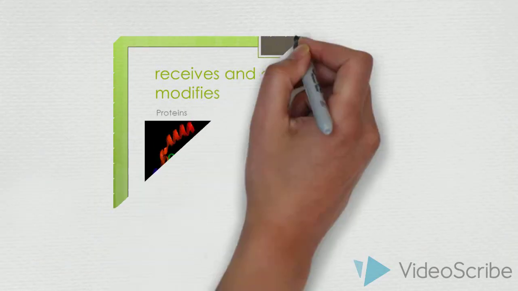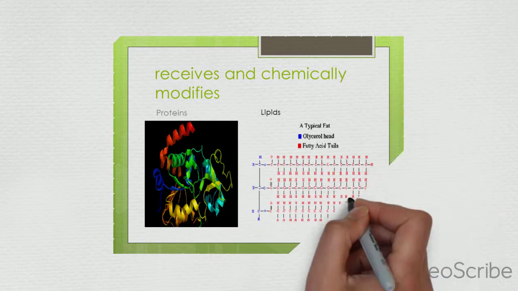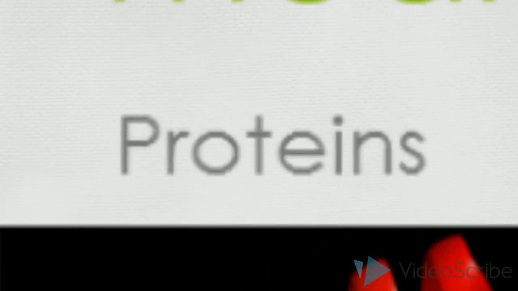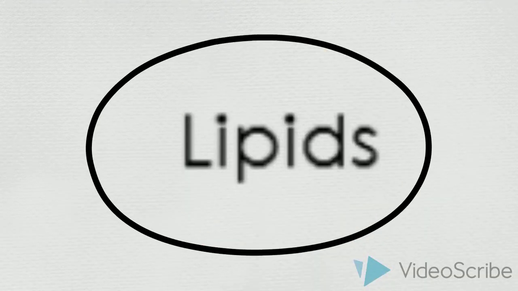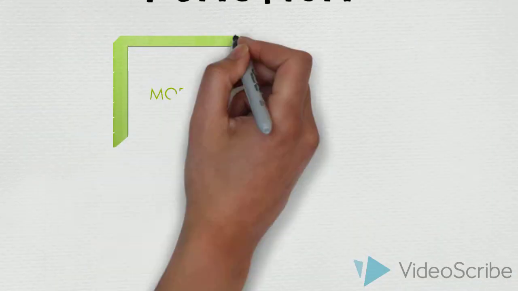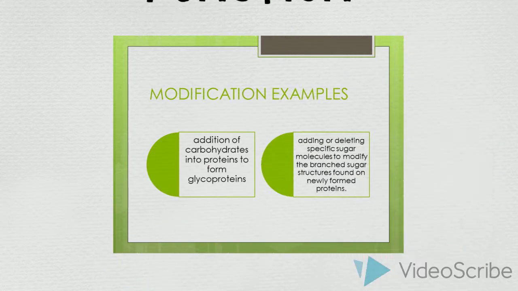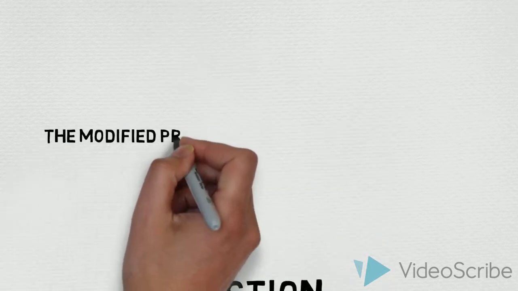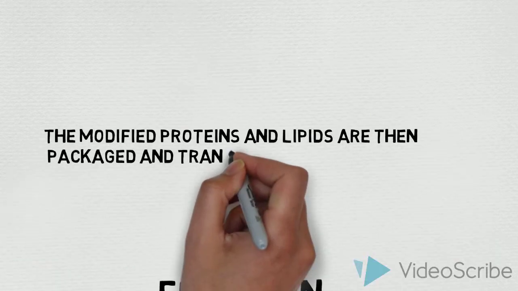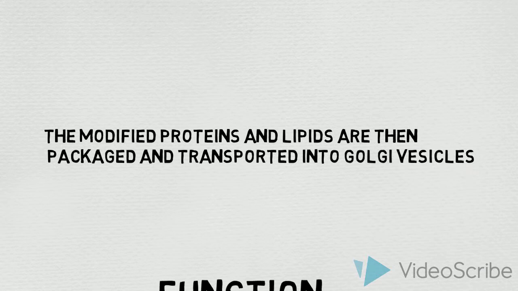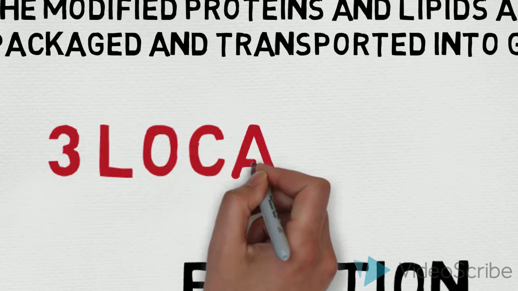The Golgi apparatus receives and chemically modifies two products, which are proteins and lipids. And here are some modification examples. Addition of carbohydrates to proteins to form glycoproteins, and adding or deleting specific sugar molecules to modify the branched sugar structure found on proteins. The modified proteins and lipids are then transported into Golgi vesicles, and they are sent to three locations.